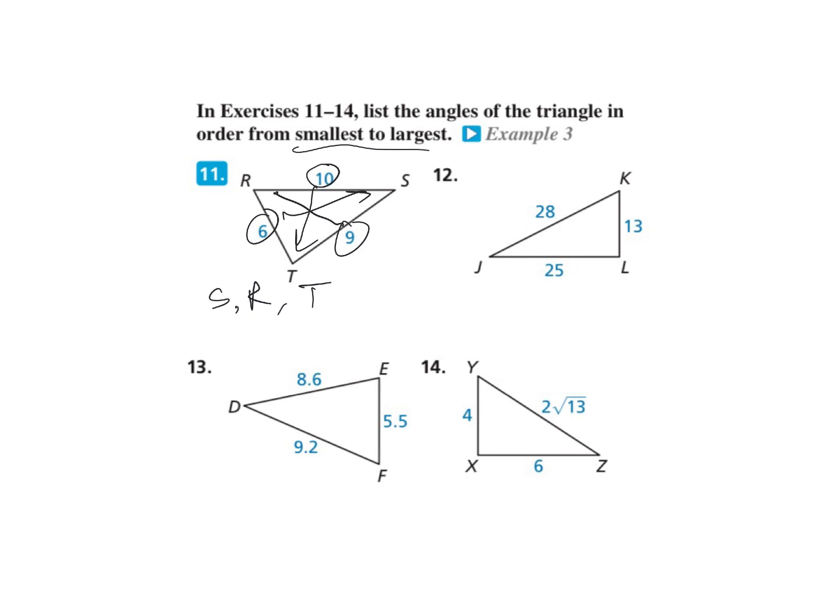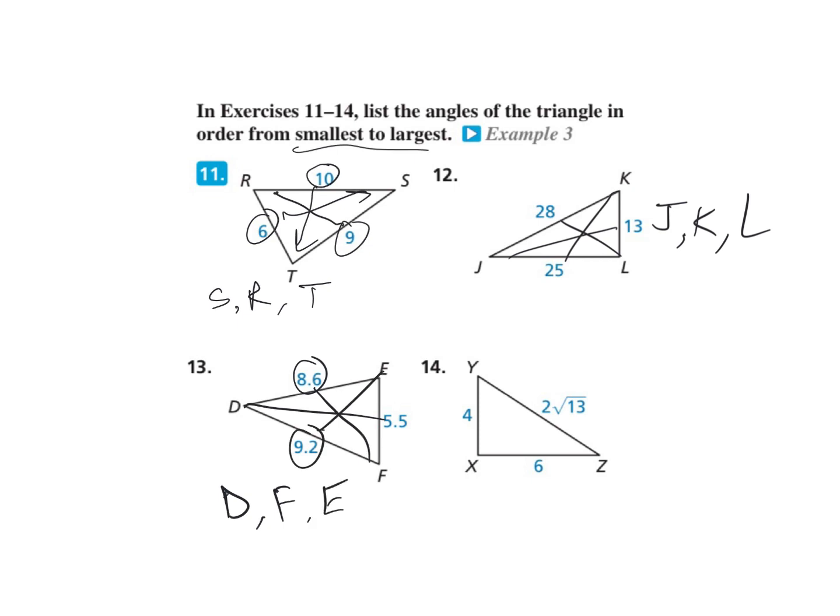And number 12, 13 is the smallest. It goes with J. Then 25, it goes with K. And then 28 goes with L. And number 13, the smallest side is 5.5, so that's angle D. Then 8.6 is F. Then 9.2 goes with E.